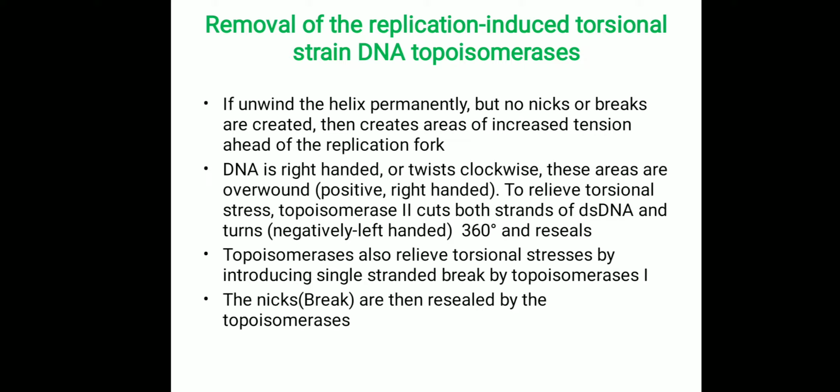And removal of the replication-induced torsional strain is done by the enzyme called DNA topoisomerase. If the helix is unwound continuously but no nicks or breaks are created, it causes increased tension ahead of the replication fork. DNA is generally right-handed, or twists clockwise. These areas become overwound and cause injuries to DNA.